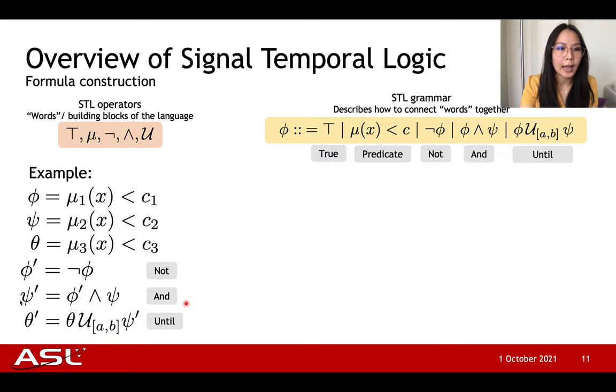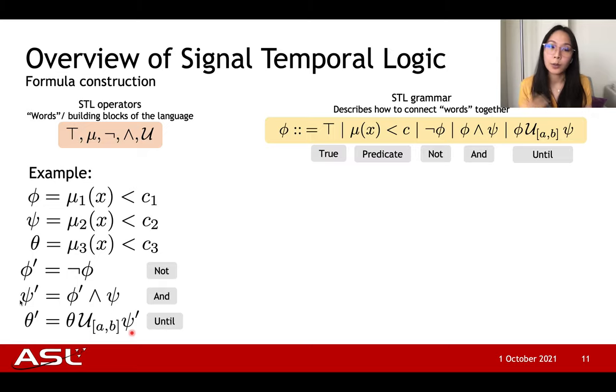Similarly, looking at the and operation, the grammar is telling us that we can combine two formulas, phi and psi, through the and operation, and that will spit out a new formula. And this is again what we have on the left here. We have psi prime is equal to, say, phi prime and psi. And then we have a similar thing for the until operation. Here we have theta prime is equal to theta until psi prime.